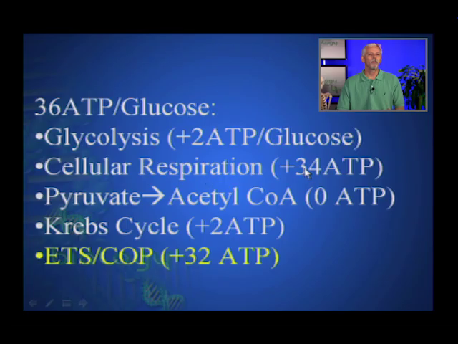And so cells that lack mitochondria cannot produce these ATPs. They can't produce these 34. They're dependent only on 2 ATPs per glucose. So prokaryotic cells lack mitochondria. They only get 2 ATPs per glucose. We eukaryotes, if oxygen is present, can get 36 ATPs per glucose.